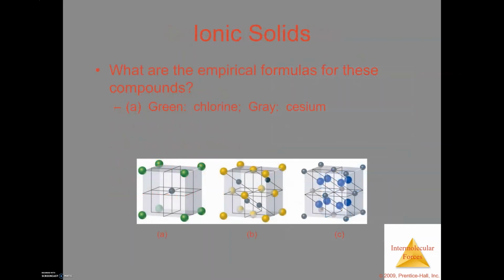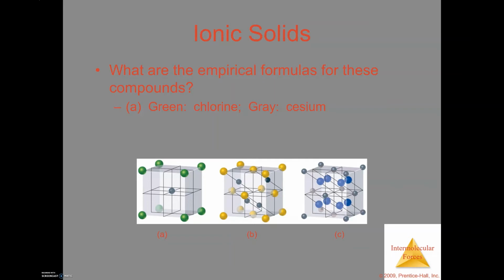So now we're going to look at a few examples. We have 3 examples here. The first one is letter A. We have 2 different atoms in this unit cell. You have the chlorine, which is colored green, and you have the cesium, which is colored gray. And if you look at the unit cell, what type of unit cell do you have? That would be a body-centered unit cell.